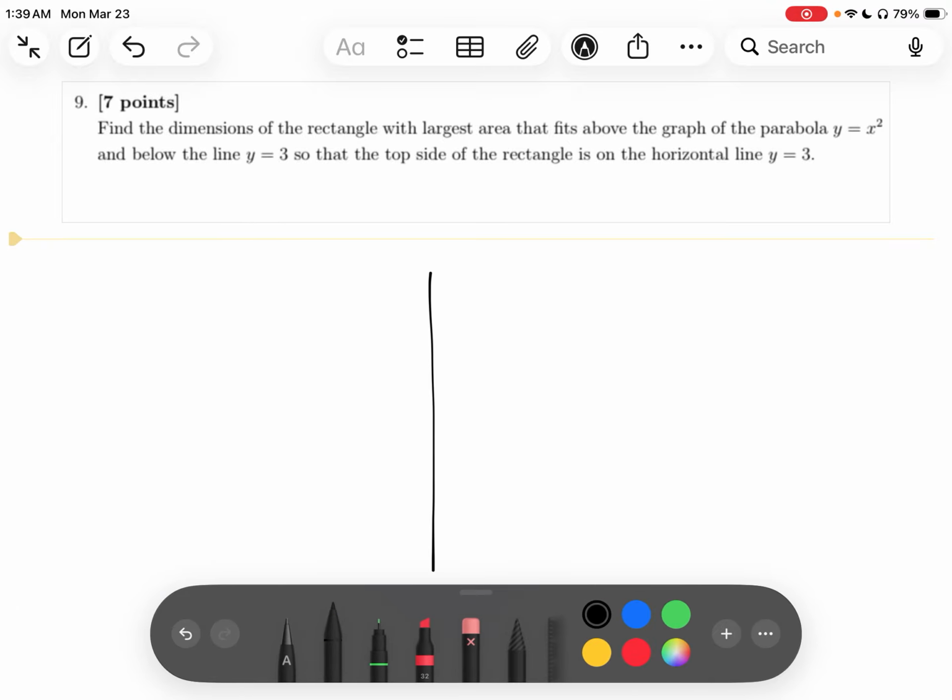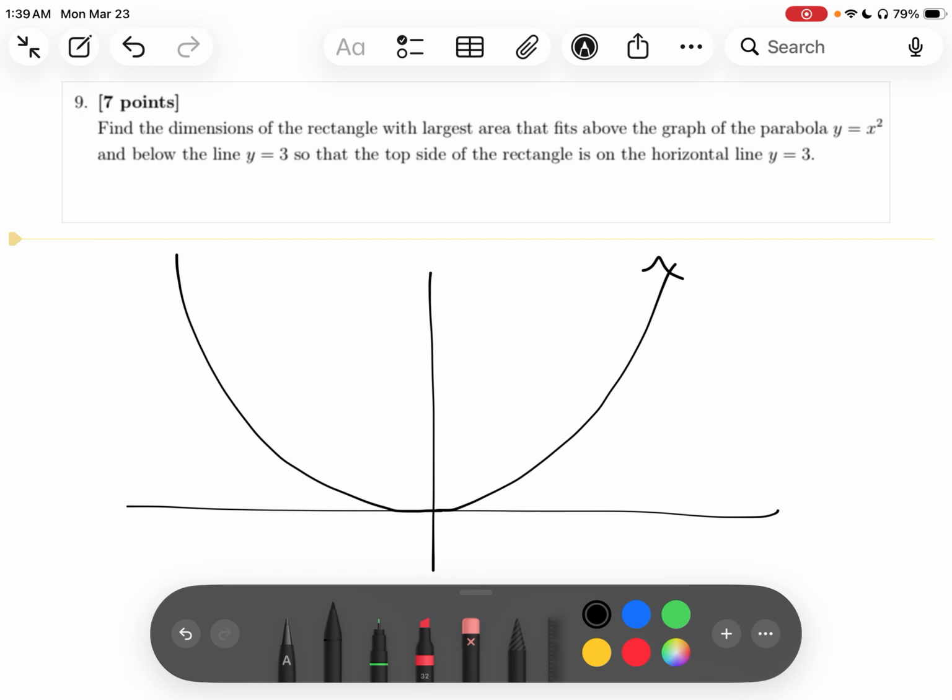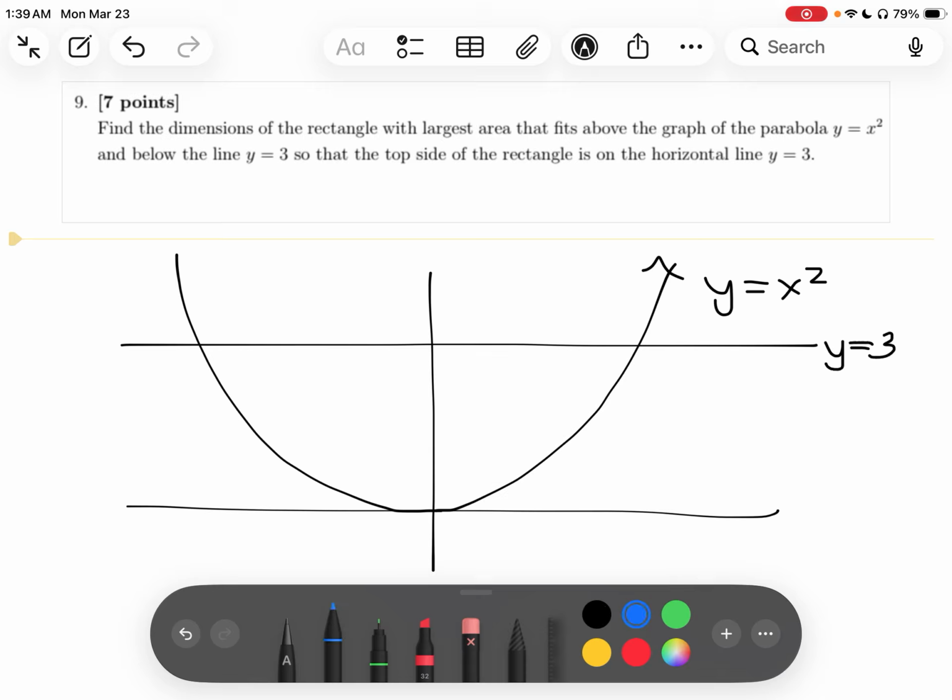So let's look at the parabola, y equals x squared, and the line y equals 3, and we want to consider rectangles inside this area. For example, we could have a rectangle like this, or like this, or like this.